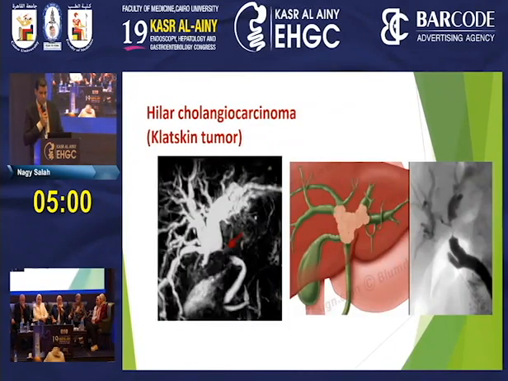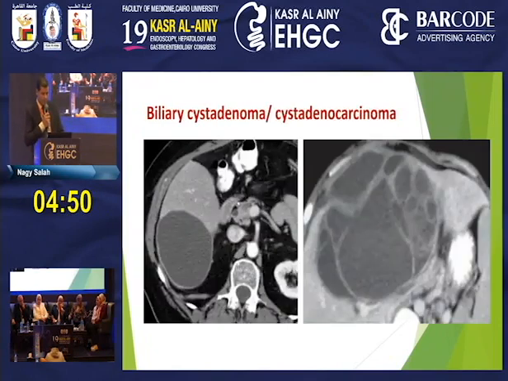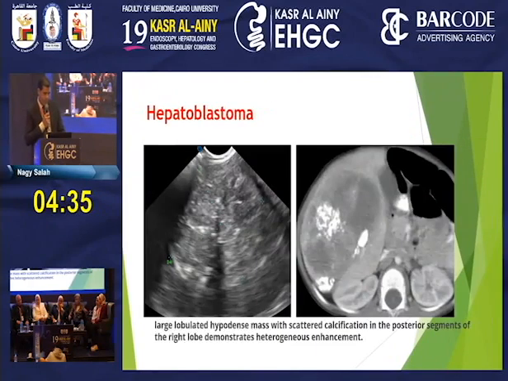Hilar cholangiocarcinoma / Klatskin tumor mostly involves the hepatic duct, common hepatic duct, and extends to the right or left hepatic duct, associated with biliary obstruction. Biliary cystadenoma / cystadenocarcinoma: on a radiological basis, it is difficult to differentiate. May contain septa, enhancing septa, or a soft tissue component within the cyst in the liver.